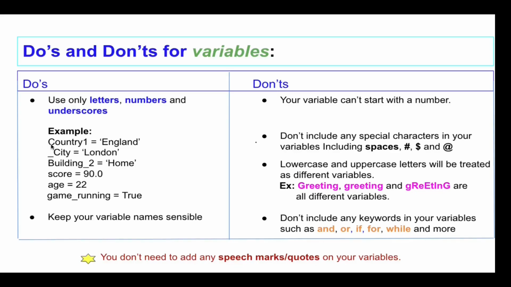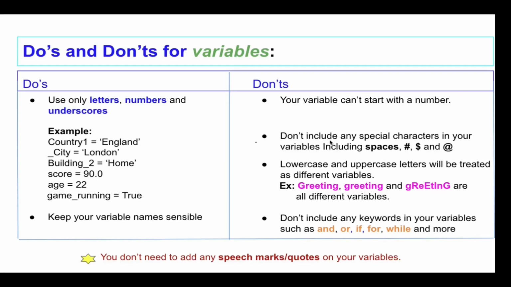Here are some examples of valid variables. So country1 is equal to England, _city is equal to London, building_2 is equal to home, score is equal to 90.0, age is equal to 22. Obviously, I'm not 22. And then game_running is equal to True. So there can be a whole lot of values.